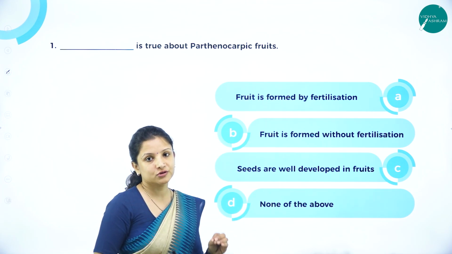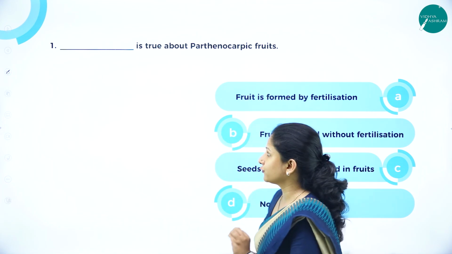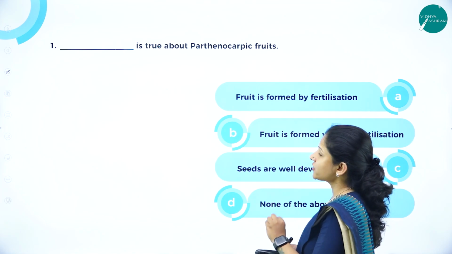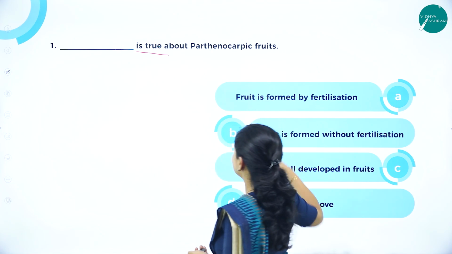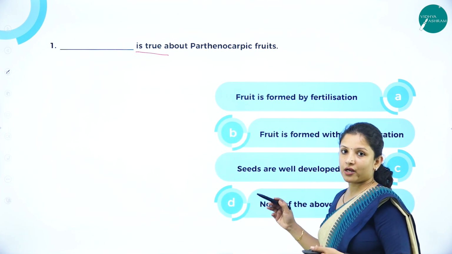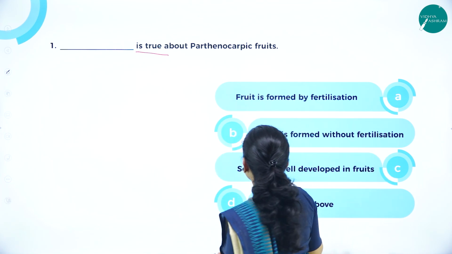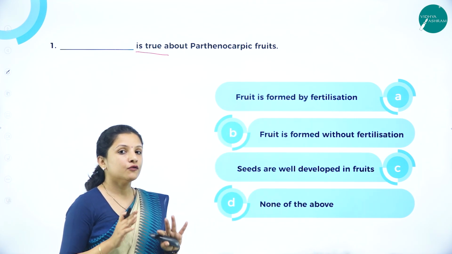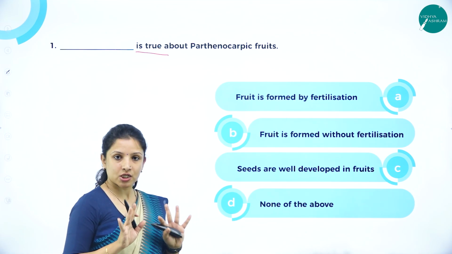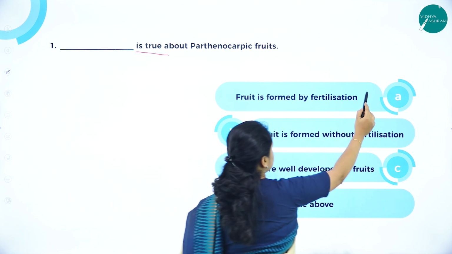So seedless fruits are nothing but parthenocarpic fruits. Now the question here is dash is true. So we have to find out among the statements that are given here which is true about parthenocarpic fruits. Is it fruit is formed by fertilization? No, I told you fertilization doesn't occur here. So this option is wrong.